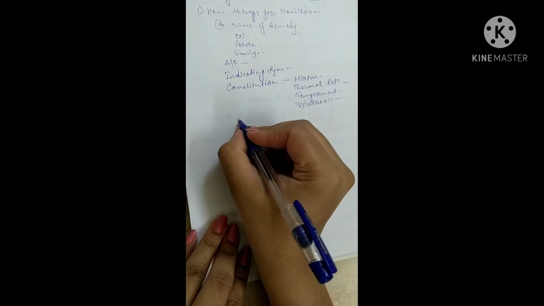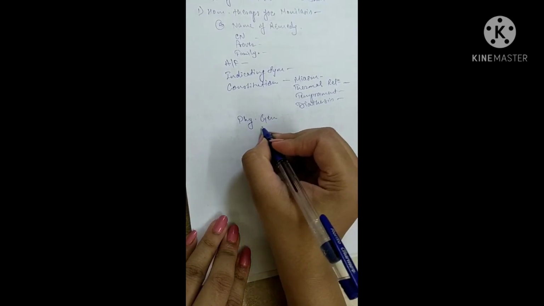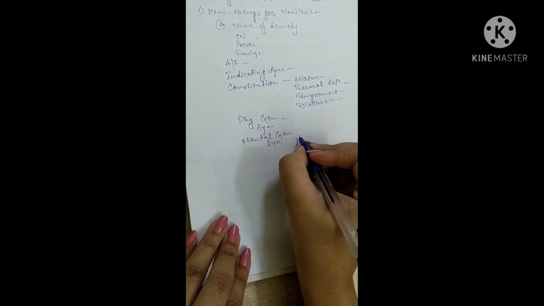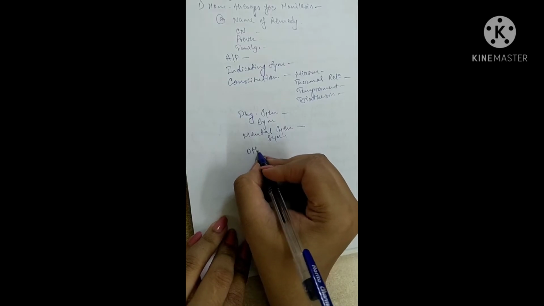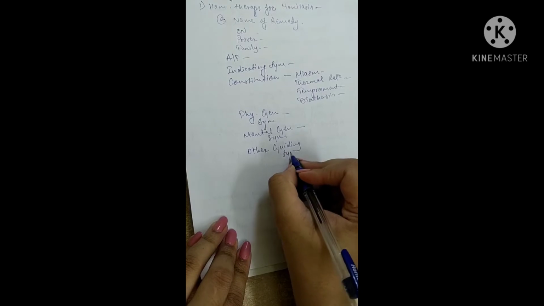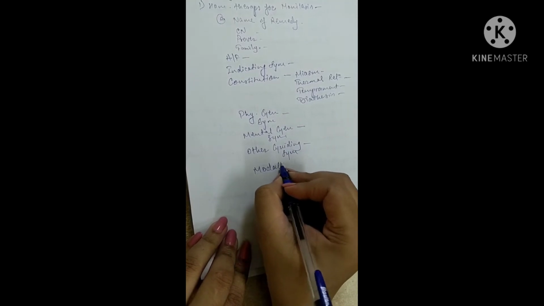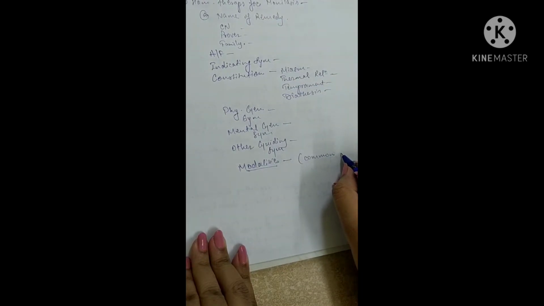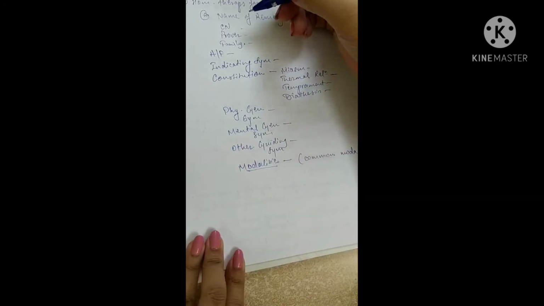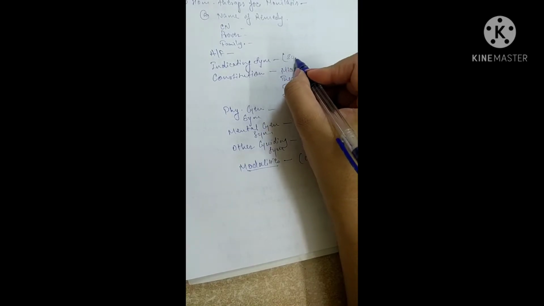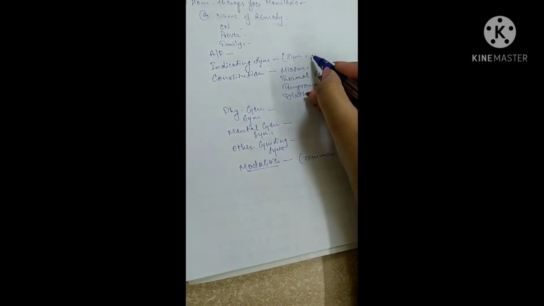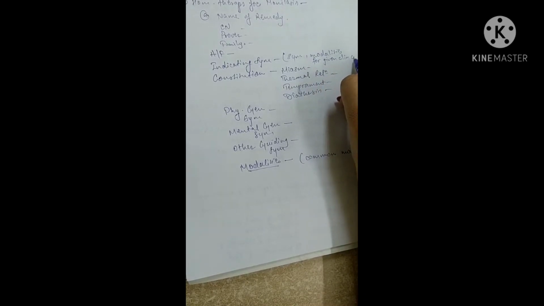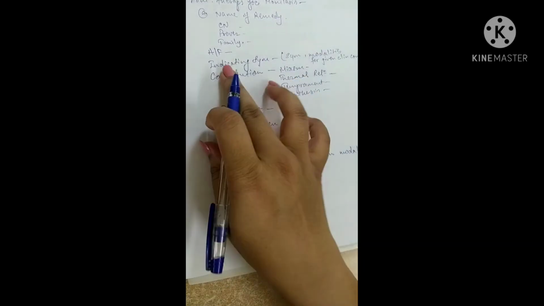Then again you have to write physical general symptoms, then mental general symptoms, then the other guiding symptoms. Then modalities. In modalities you have to write the common modalities, okay, not for this disease. Here in the indicating symptoms you have to write the symptoms, then the modalities for this disease, for the given clinical condition. Okay, you have to write that in the indicating symptoms.